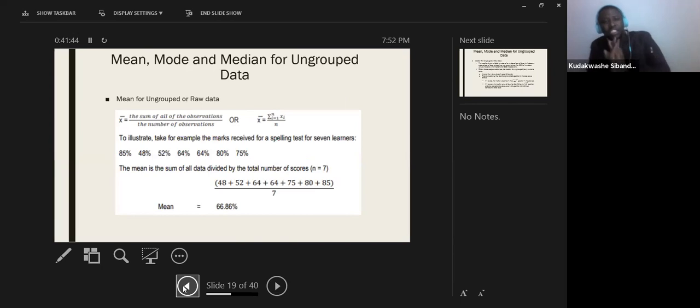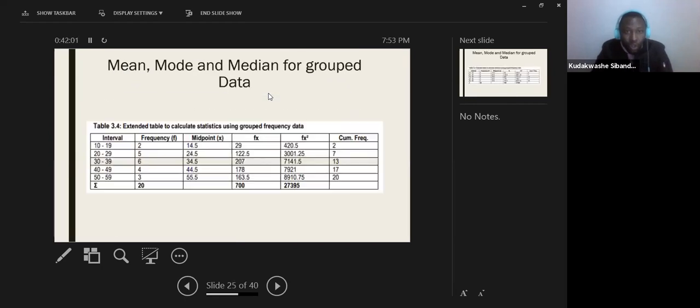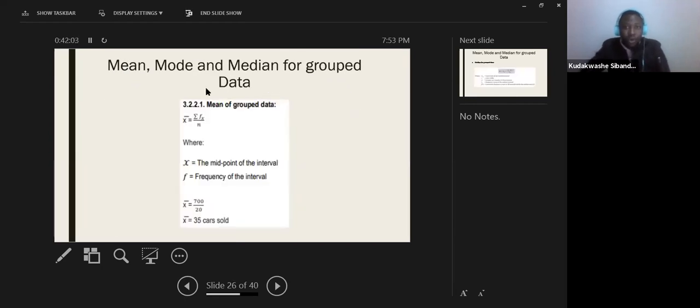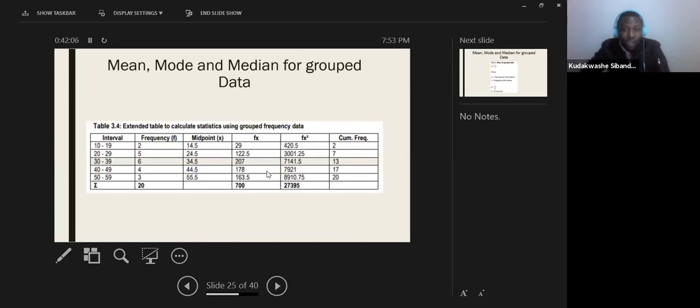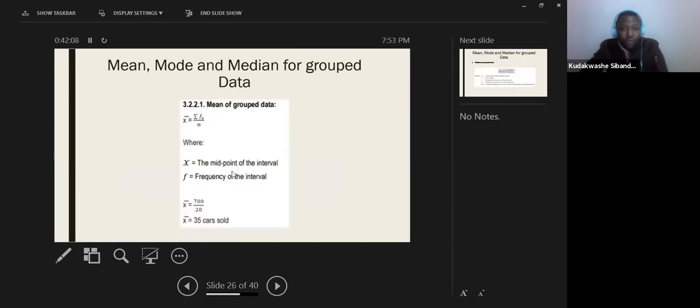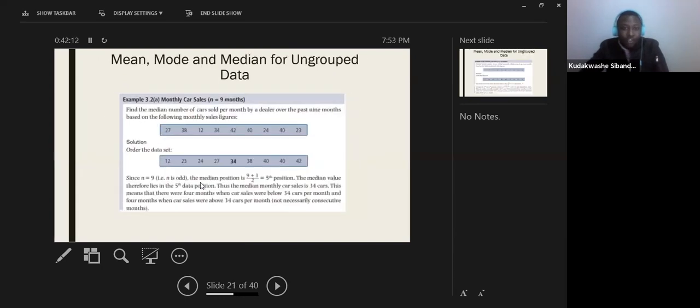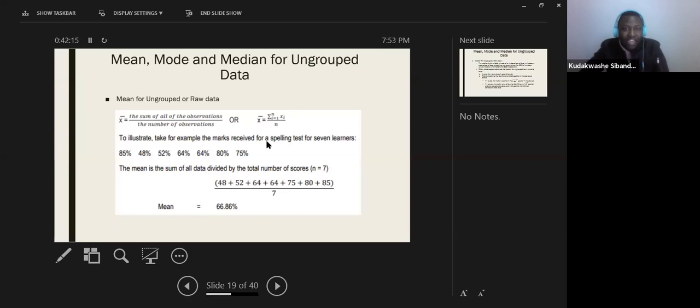So let's look at this slide. This slide is saying mean, mode, median for ungrouped data. Like I said, the formulas that you use for mean, mode, and median for ungrouped data are different. Let me just show you. You can see the formula for a mean for grouped data is this one. But if you check the formula again for ungrouped data, it is this one. So they are different, right?